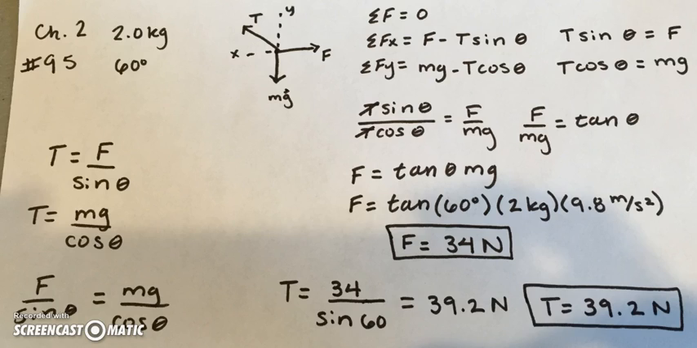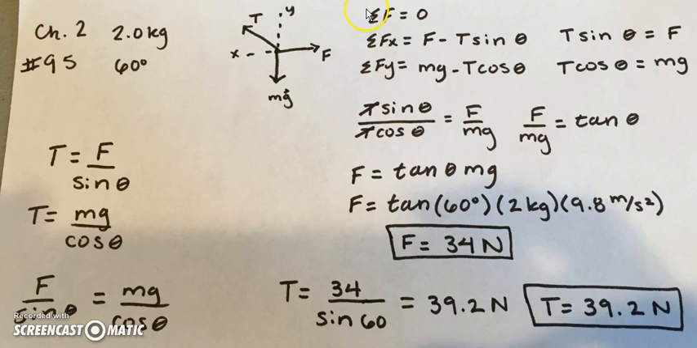So as you can see, I drew a force body diagram with tension going here, force going here, and mass times gravity going here. So I drew my axes with force being on the x-axis and mg being on the y-axis. So tension has an x and y component.